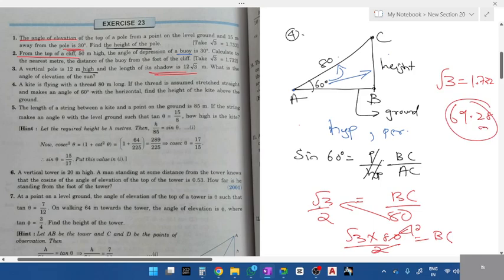So root 3, students. Sometimes they won't give root 3. You'll have to mention the value 1.732. Okay, 1.732 is what we got. Root 3 into 40. Try the next one. Fifth question.